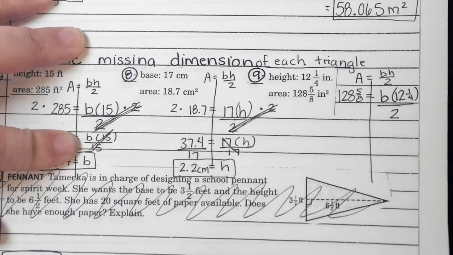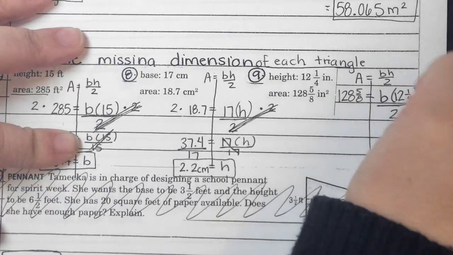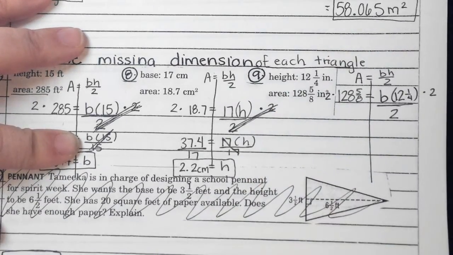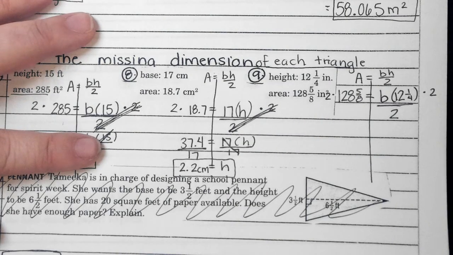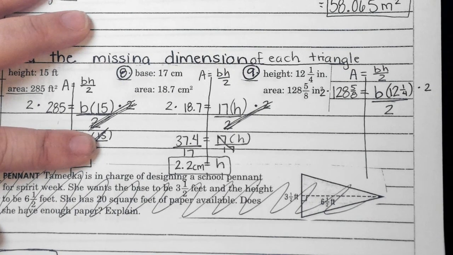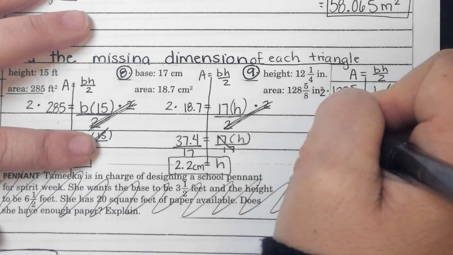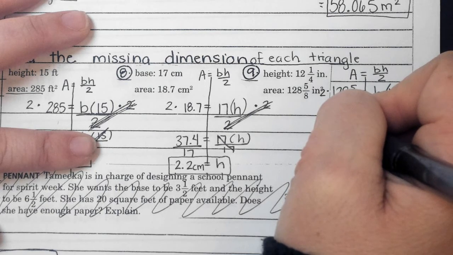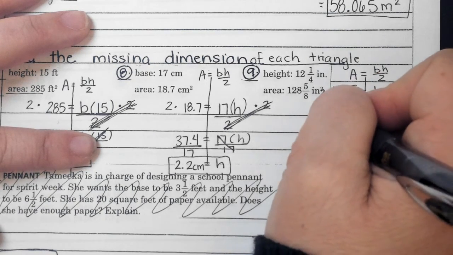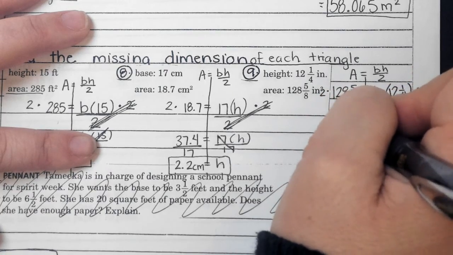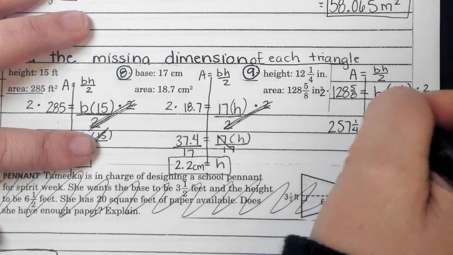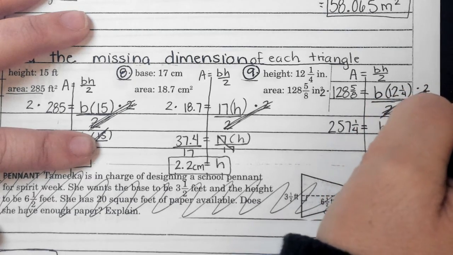All right, what am I going to do first? Multiply on the top. Multiply on the top by 2. Okay, 2 times 128 and 5/8. Someone get that for me. Raise your hand once you got it. Okay. 38 and 3/4. Double check that. Make sure you multiply by 2, not divided. Vanessa? 257 and 1/4 sounds better. Equals, and then we still have our B and 12 and 1/4.